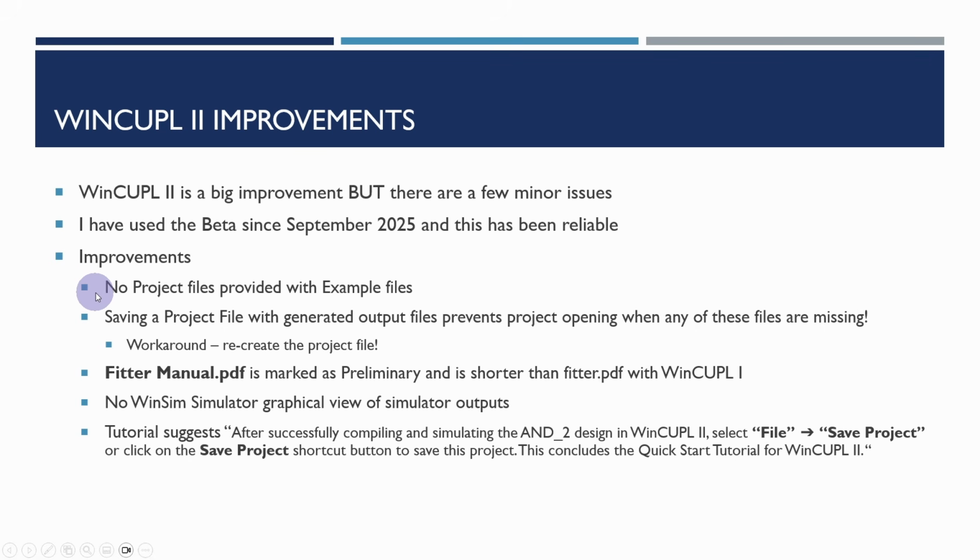The fact that no project files are provided with example files is a bit of a blocker for somebody trying to find their way around using a tool, because unless you chose exactly the right device type, then you're probably not going to be able to successfully compile them. When saving a project file with all the generated output files, this will then prevent the project from opening whenever these files are missing. So it means that you couldn't actually share a project file with someone else if you've ever saved it with these output files. So the workaround really is you have to recreate the project file, which does seem a little bit poorly thought out.